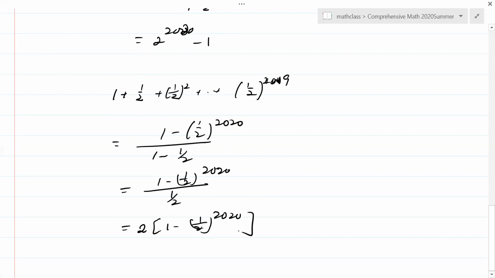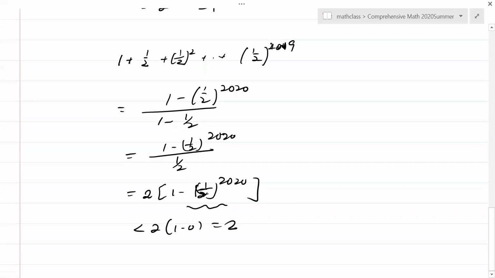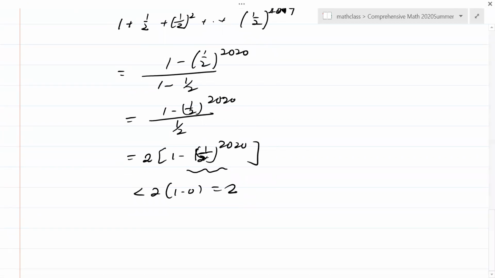And clearly this number is always smaller than 2, right? Because the second part is subtracted. So it's smaller than 2 minus 0, which is 2. So many terms adding together, no matter how big the number, right? Right now, 2020, this is always smaller than 2. Let me repeat again. So many numbers adding together is less than 2, less than 2.